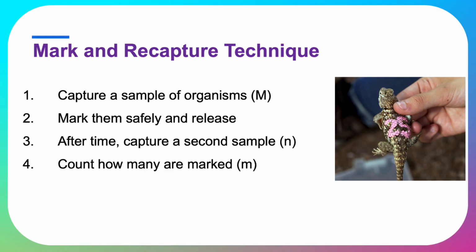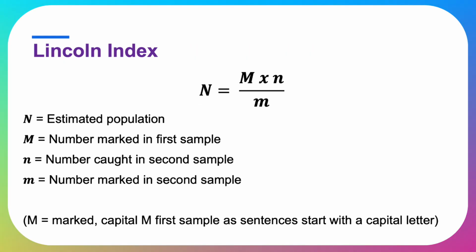After a time, they come back and they capture a second sample. Now they count how many are in the second sample and they count how many are marked. And then they can use the Lincoln Index to estimate the population. So here's the formula for the Lincoln Index. The capital N is the estimated population. The capital M is the number marked in the first sample. The lowercase n is the number caught in the second sample. And the lowercase m is the number marked in the second sample.